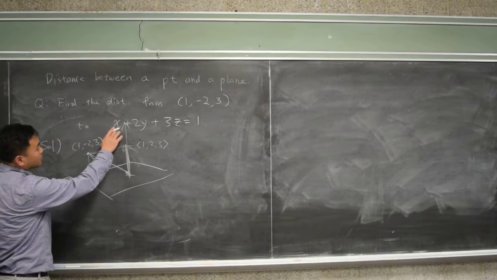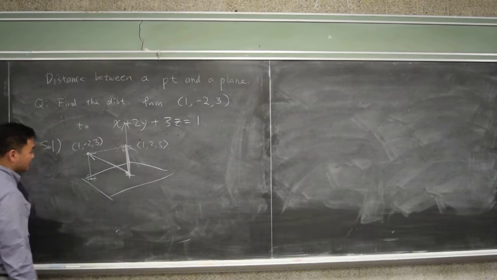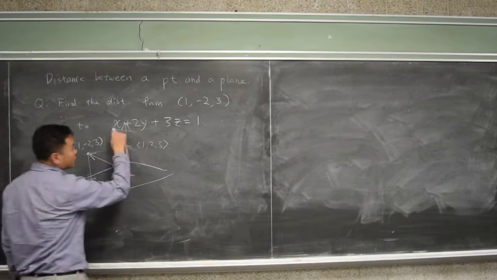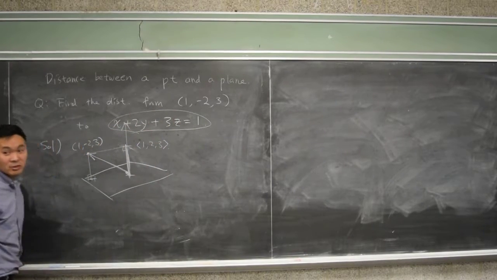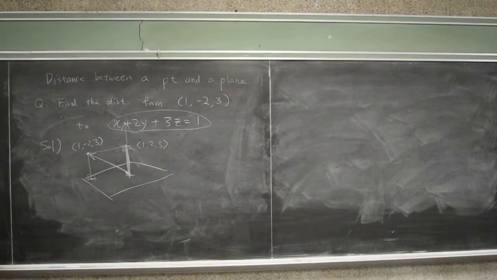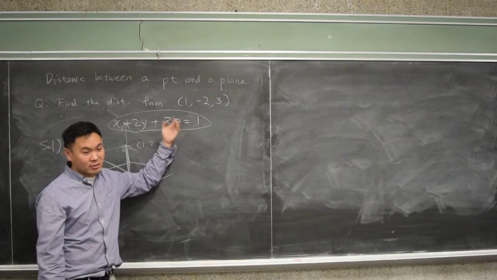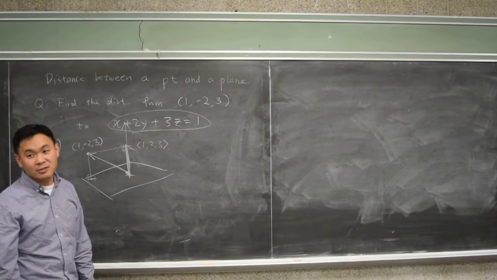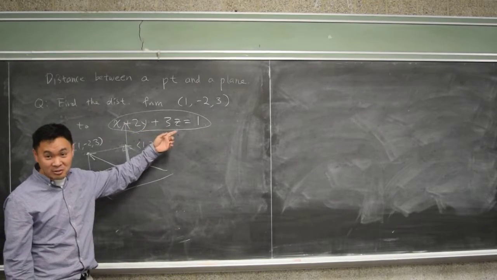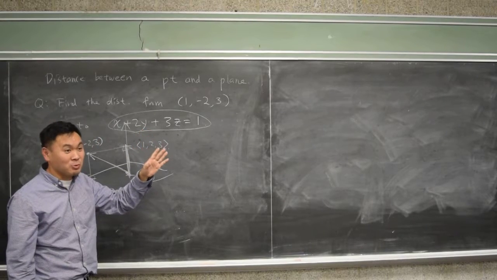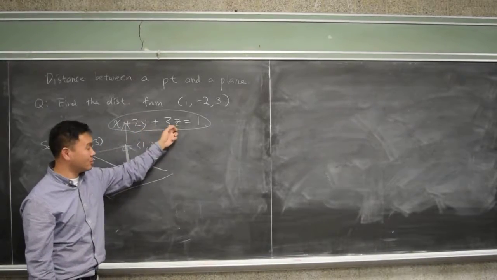So first, just pick any point on this plane. Can you find any point on this plane? Any triple of numbers that will satisfy this equation? Okay, (0, 0, 1/3), right? (1, 0, 0), that's easier, right? Okay. Yeah. It doesn't matter which one you pick. Okay, so let's just say (1, 0, 0).